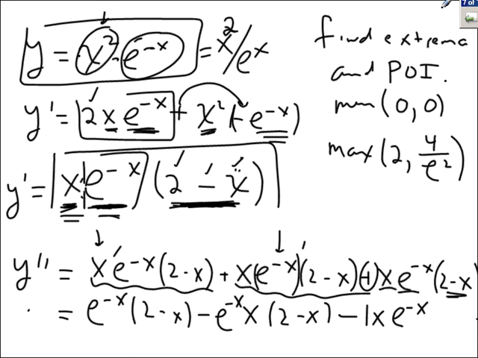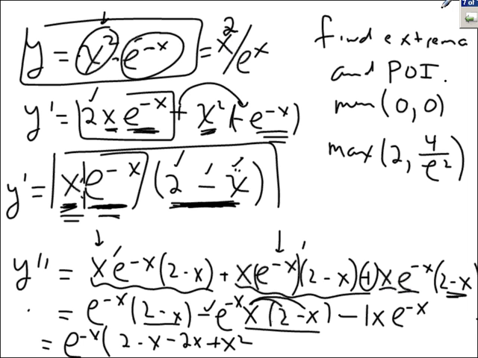The last thing I'll say is they're all going to have e to the minus x. 2 minus x minus this. Minus 2x and minus a negative x squared. That is plus x squared. Minus 1x. Minus x.